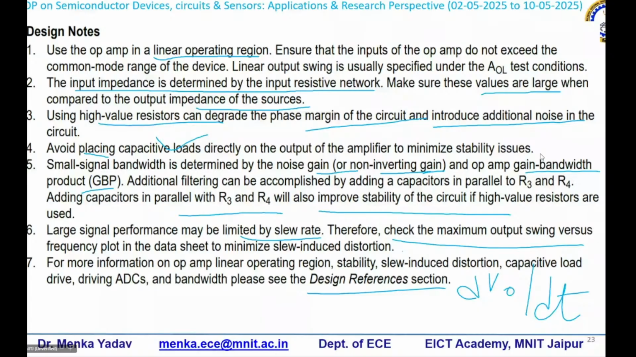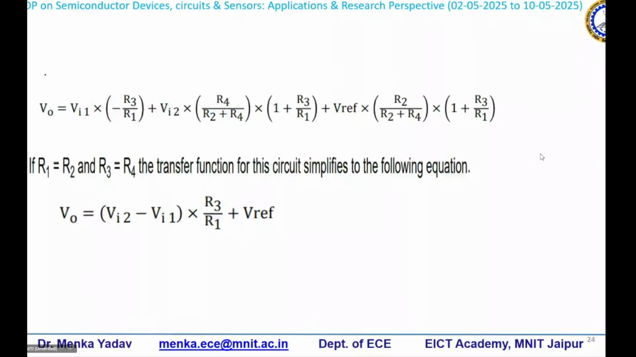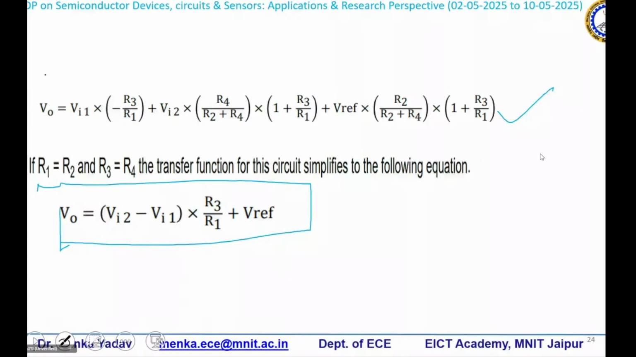Whatever calculations we have completed can be given with the help of this. This is the derivation I have already taken up, and this is the final expression. If we make R1 equal to R4, we will have VO = (VI2 - VI1) R3/R1.